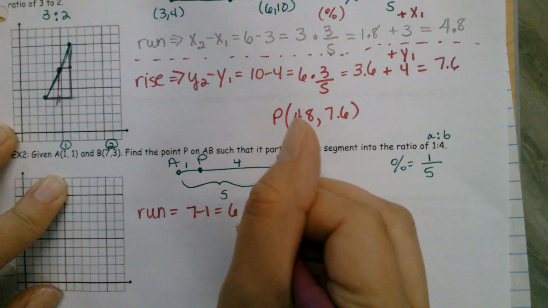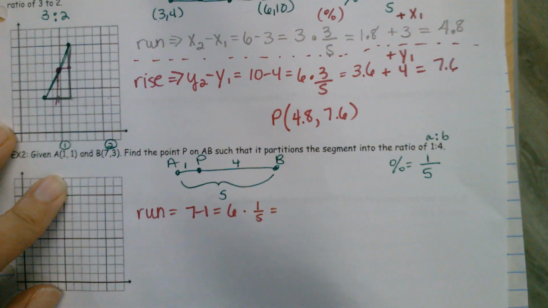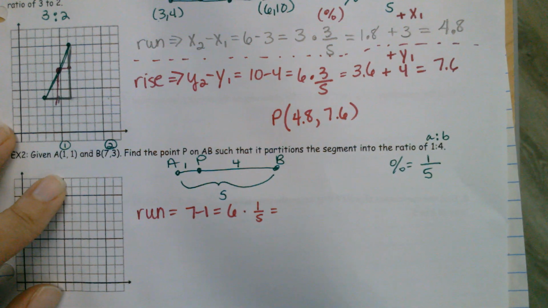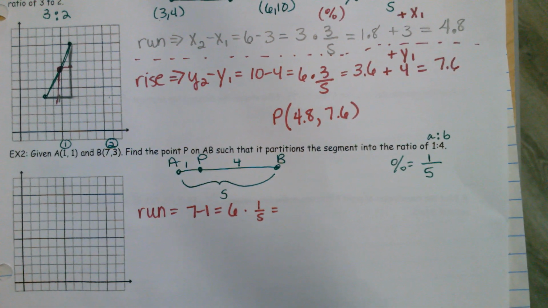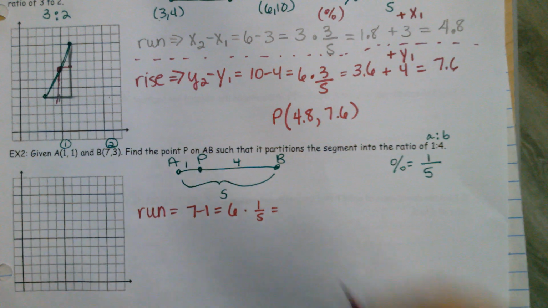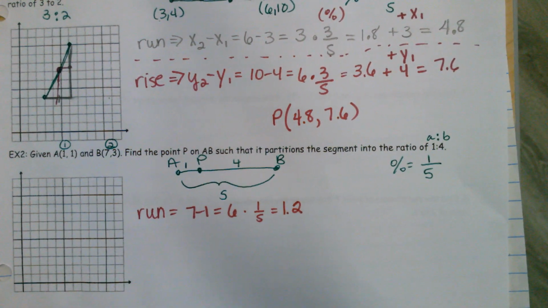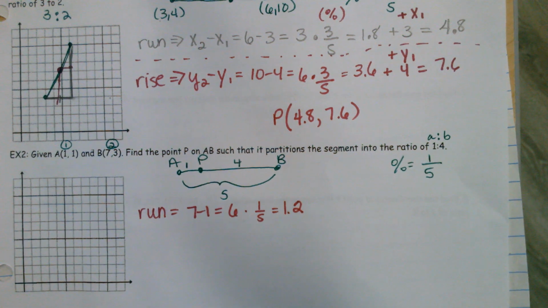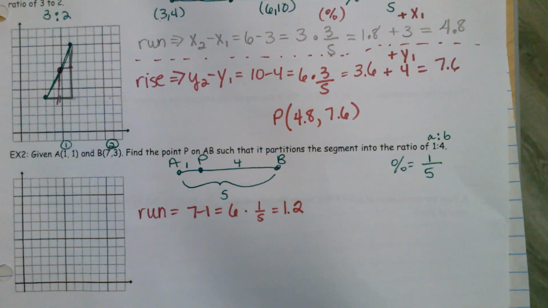Sure, I can do that. 1/5. That gets me 6 over 5. What's 6 divided by 5? I think fifths go by 0.2. So I think that would, yep, it is 1.2. Verify with your calculator if you need to. So instead of going 6, I'm going 1.2.